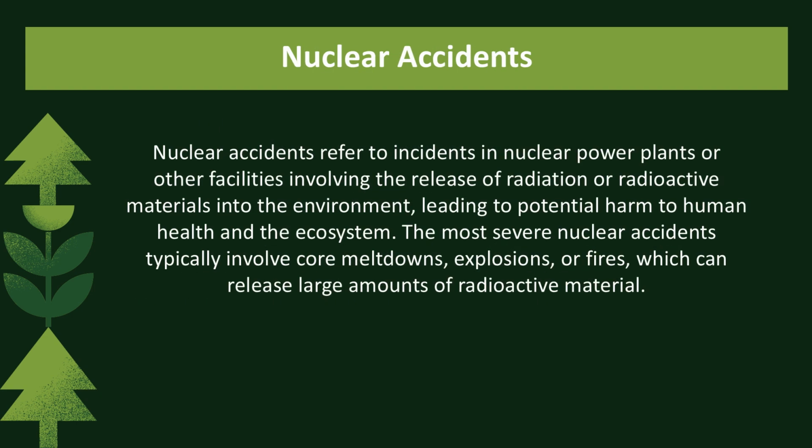Nuclear accidents involve the release of radiation due to failures in nuclear plants, which can harm people and ecosystems. These accidents are rare, but can have severe consequences, as seen in events like Chernobyl and Fukushima. Understanding causes, impacts, and preventive measures is crucial to reducing risks in nuclear energy.